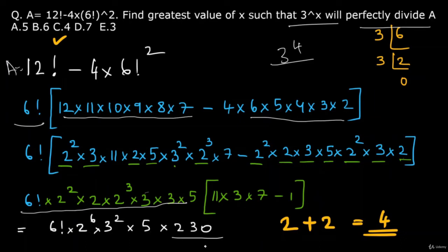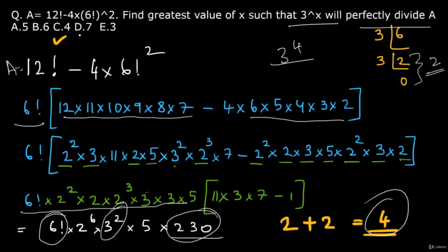Now we have to see how many 3's we can take out over here. Now over here directly we can see there are 2 3's. Now in the case of 230, it's not divisible by 3, right? Because 2 plus 3 plus 0 is equal to 5. Therefore 230 is not divisible by 3. And what about 6 factorial? How many 3's are there in 6 factorial? We do that over here. 6 divided by 3 gives you 2, and 2 divided by 3 gives you 0. So 2 plus 0, that's 2. So you have 2 3's in 6 factorial, and hence you have 2 3's over here and you have 2 3's over here. Therefore the correct answer is 2 plus 2, that's equal to 4, or option C.